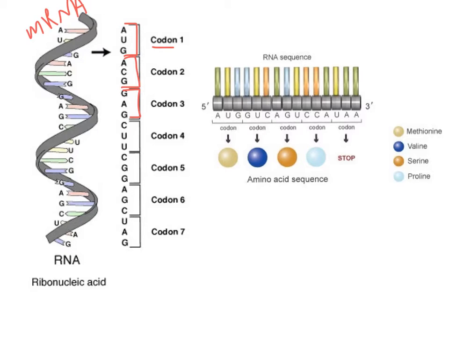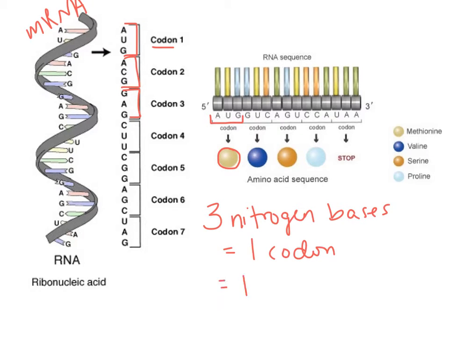Each of these codons, so here if we look at another mRNA sequence, each of these codons corresponds to 1 amino acid. So we can say 3 nitrogen bases equals 1 codon, which equals 1 amino acid. What we need to focus on now is how these codons, these groups of 3 nitrogen bases, correspond to an amino acid. And that's where the tRNA comes in.